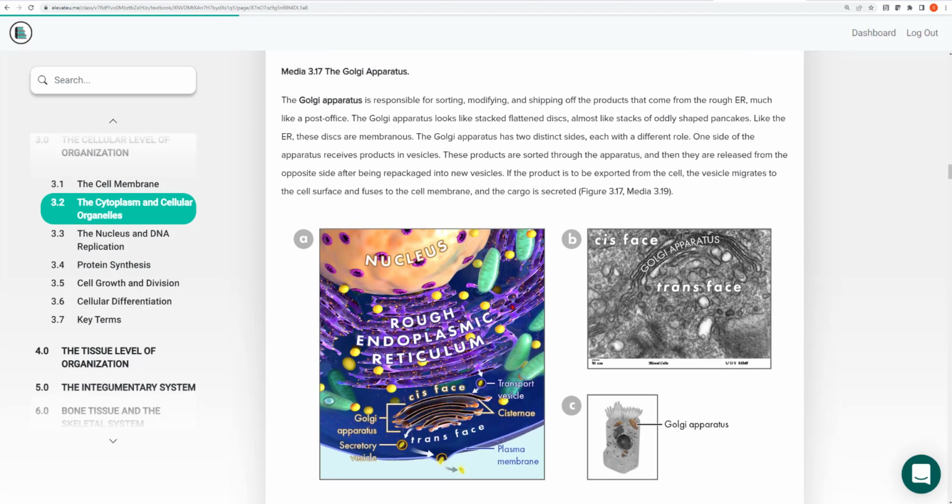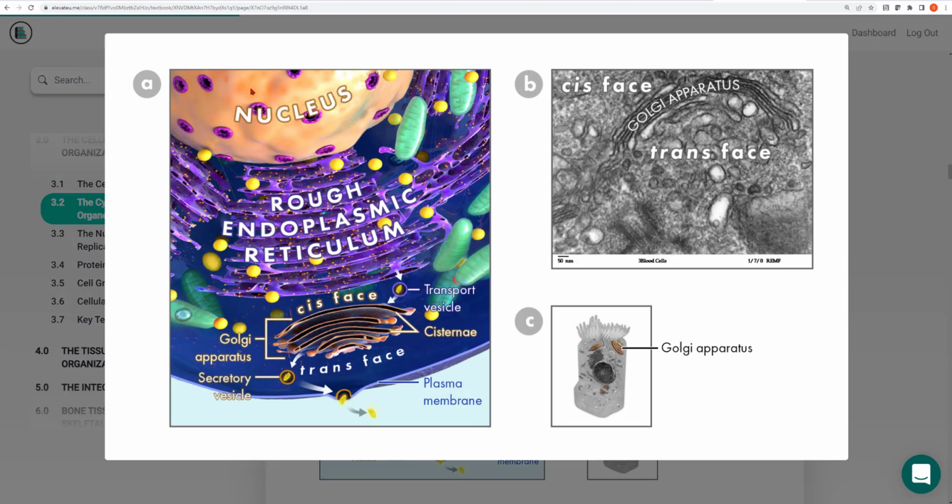Okay, so looking at this picture, here is the nucleus. Here is the rough ER. Remember I told you the rough ER is directly connected to the nucleus. And here the proteins that are made on the rough ER are going to travel to the Golgi. The Golgi is also a set of flat membranes. And proteins are going to go into the Golgi. The Golgi is going to process those proteins and eventually ship them out on the other side in little secretory vesicles.